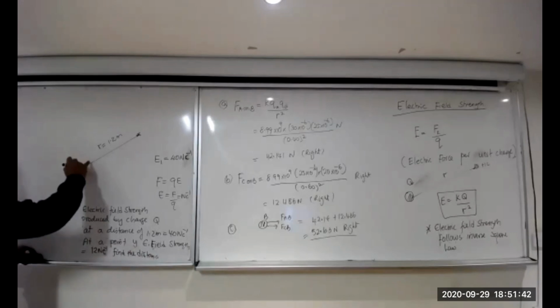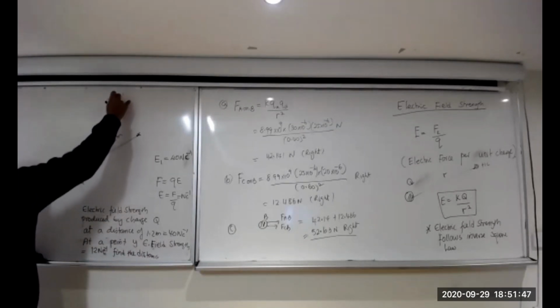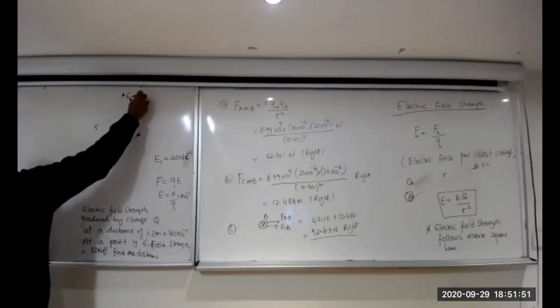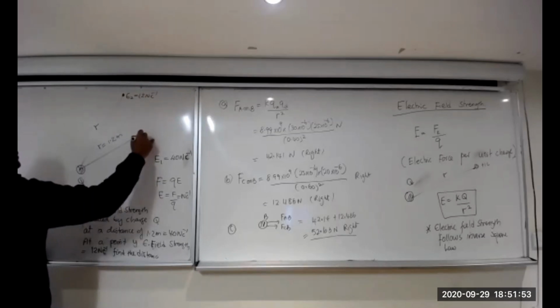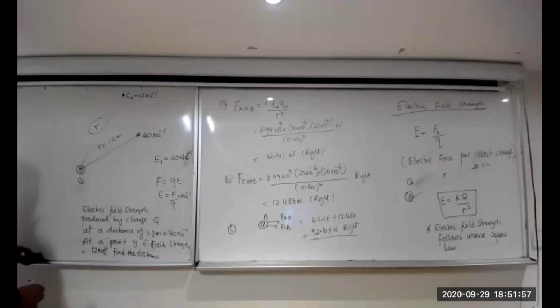Do you guys want to give it a try? So there's a point somewhere in space at a distance R where the electric field strength is 12 newtons per coulomb. Here it's 40 newtons per coulomb. Find that distance R.